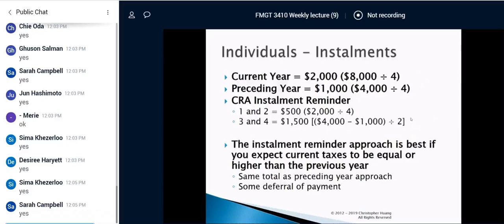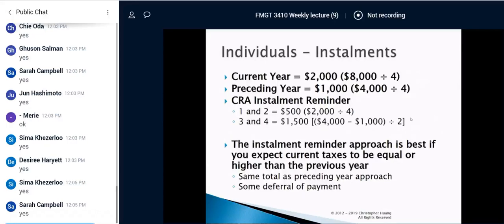Under the combination method, what would happen is, okay, CRA says $2,000 was what you owed in 17, divide that by 4. So it's 2 payments of $500. So you would have paid 1,000 total. And then for the third and fourth payments, now I know what amount is owing in 18, 4,000 less 1,000 paid. Then you'd pay $1,500 for the last 2 payments. So the total will still be 4,000, but the distribution or the allocation of your payments is different.